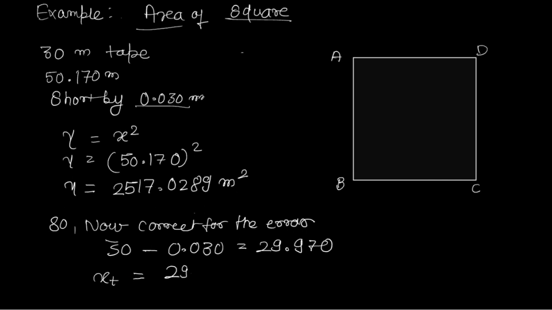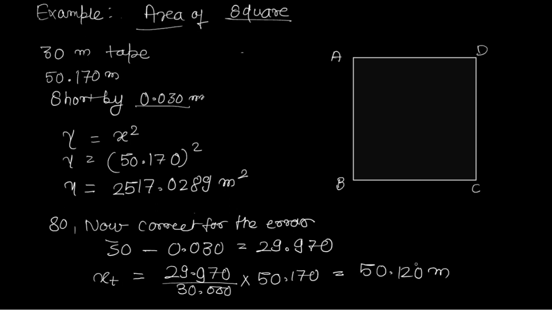You can simply say 29.970 divided by 30.00 into the measured distance 50.170. So that is 50.120 meter. So 50.120 meter is the actual distance after applying the correction. So now we have the corrected distance.